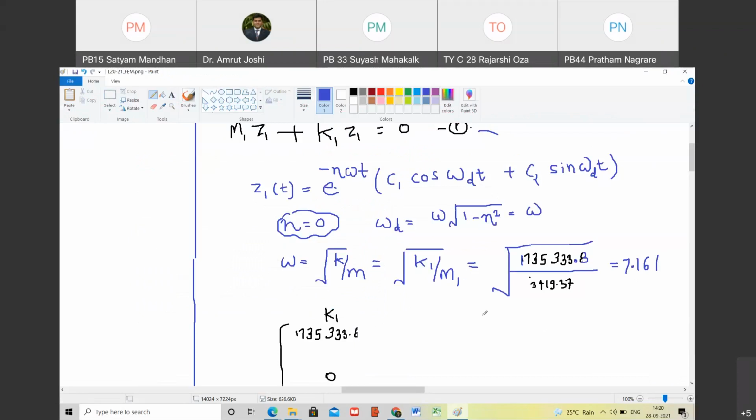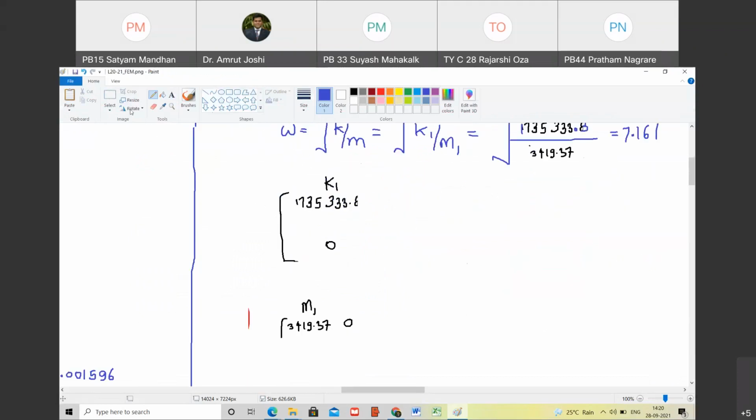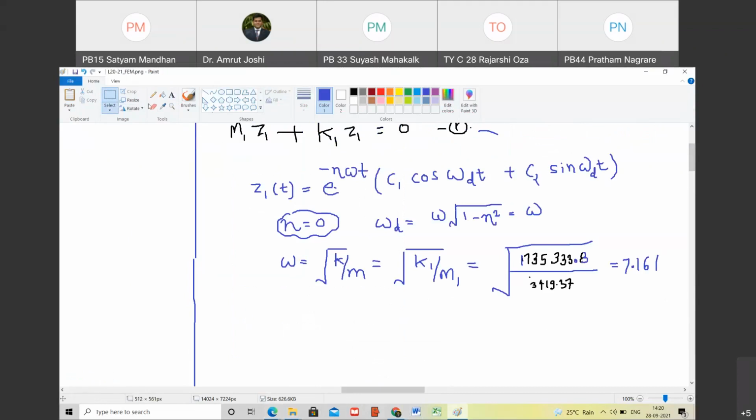7.161. Is it correct? Yes, sir. I lost the track. Who is speaking? Satyam, sir. So have you calculated? Yes, sir. I have written it. You have to calculate. So it is 7.161 unit. It is going to be radian per second. We know, but as it is a generalized coordinate system, I'm not bothered right now about the unit. Let us talk about the unit later, once we go back to our original coordinate system.